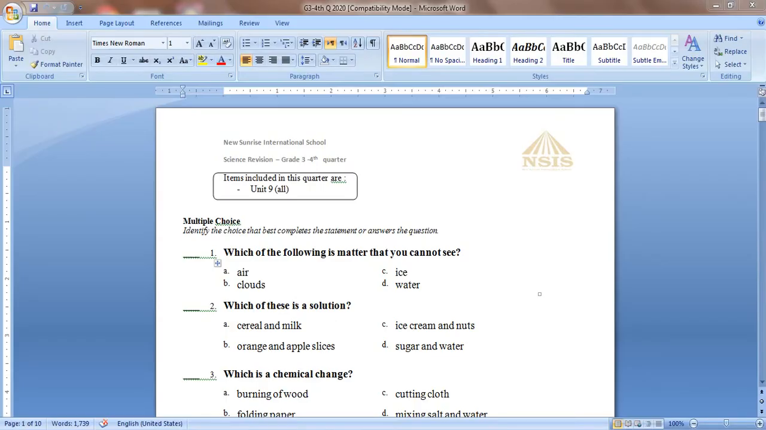Today we will start solving the science revision sheet for the fourth quarter. So please, before starting, prepare your sheets and follow me while we are solving. If you are ready, we can start now.